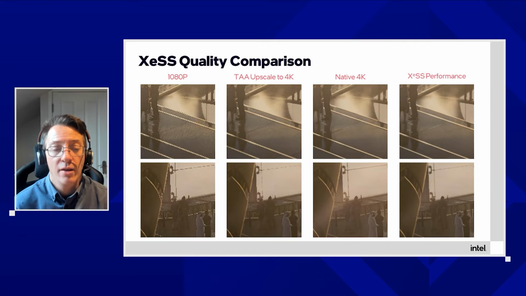Looking at the metal frames, again, comparing the TAA, so the 1080p, to the native 4K, the real difference here is in the lines of the wires that support the glass in the background. And you can see that XeSS does a very good job of capturing almost all the detail from native 4K.